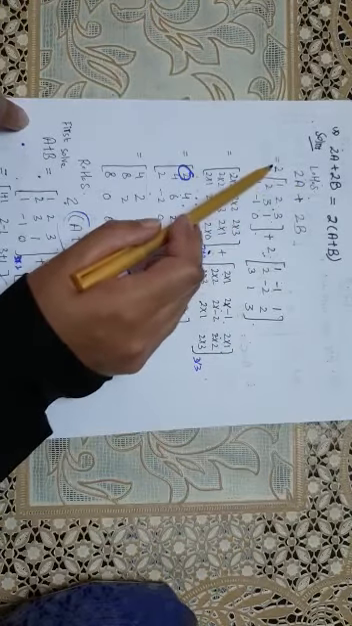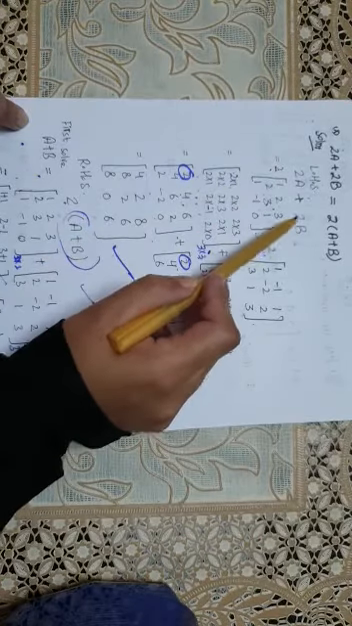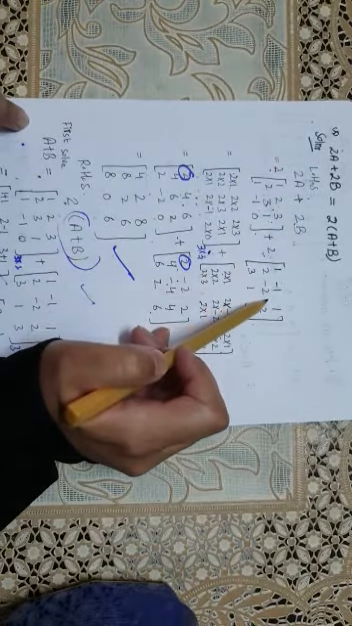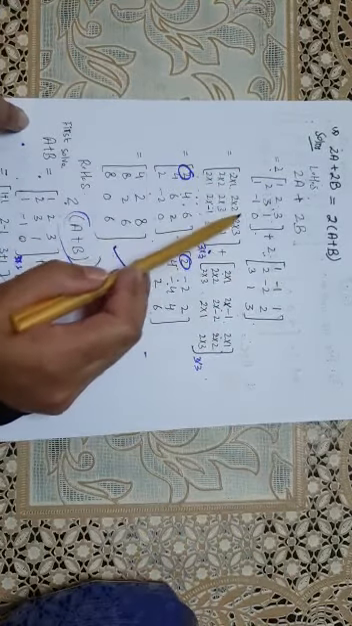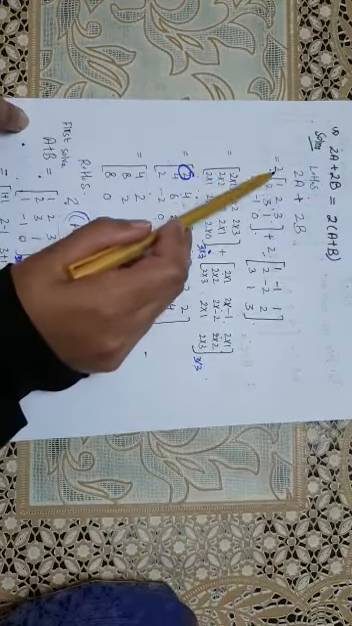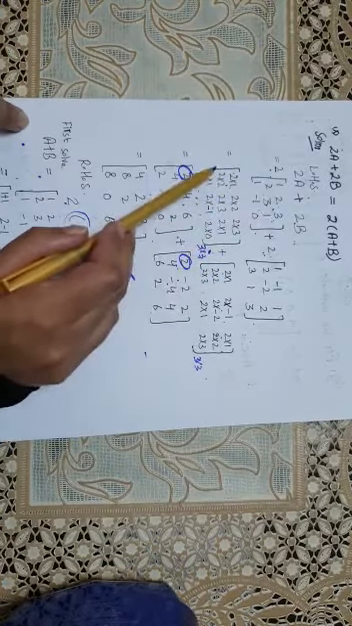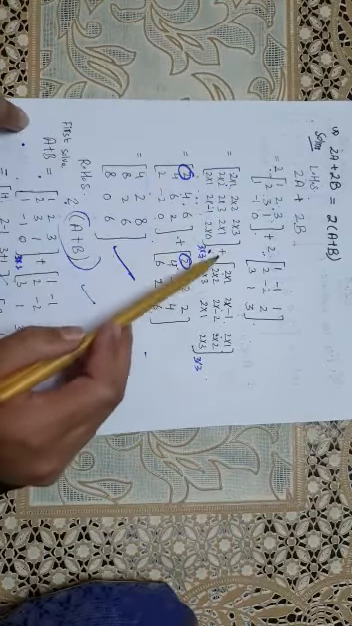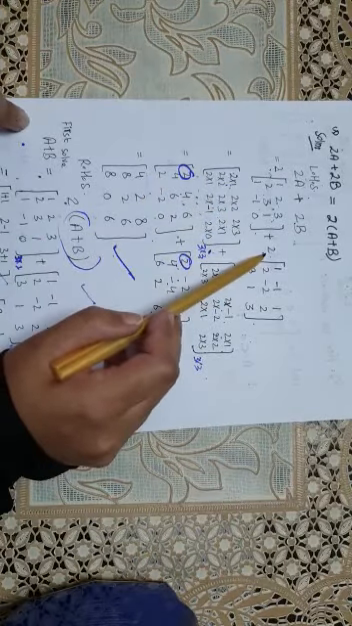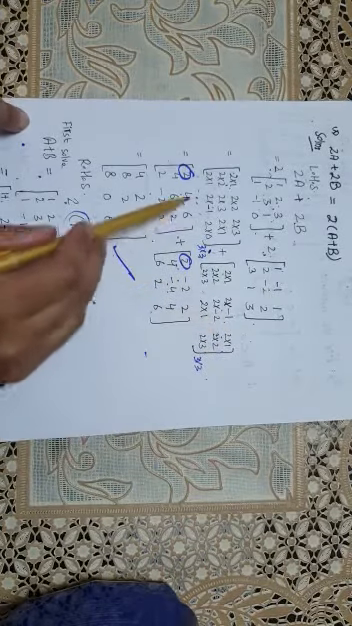Here we see that 2 will be multiplied by matrix A and 2 will be multiplied by matrix B. First we will multiply 2 by all the elements of the matrices. 2 will be multiplied by 1, 2 into 2, 2 into 3, 2 into 2, 2 into 3 and 2 into 1, and so on. Here also 2 will be multiplied by all the elements of the matrices.